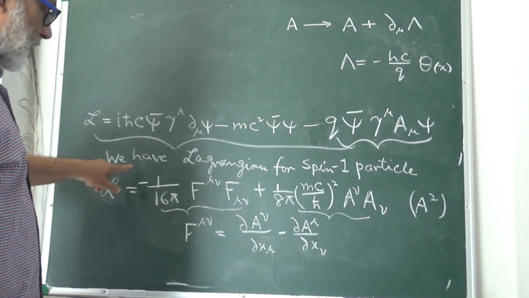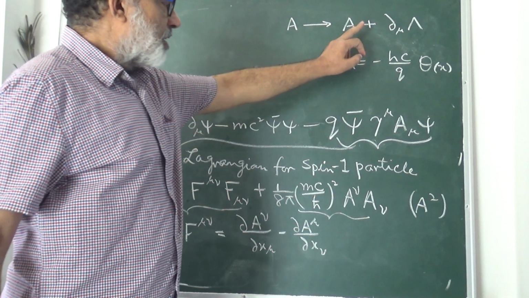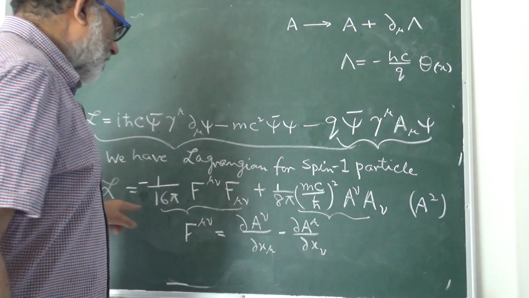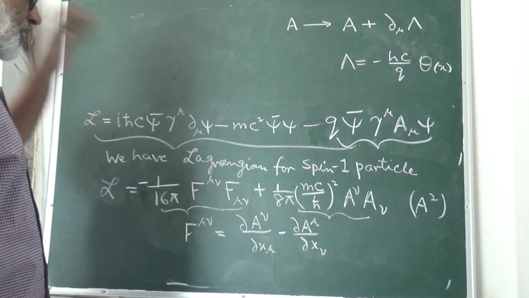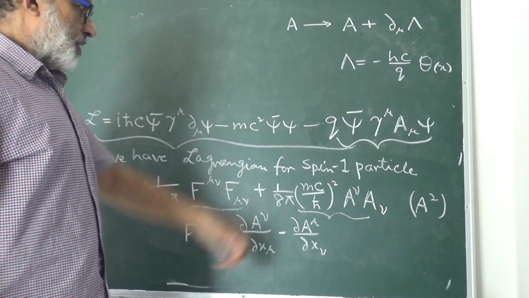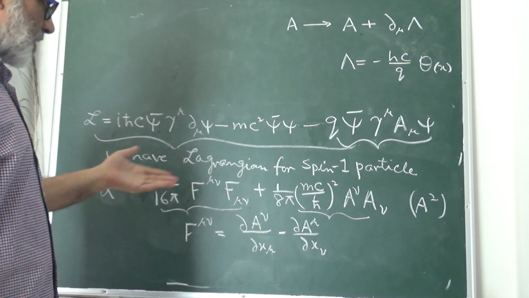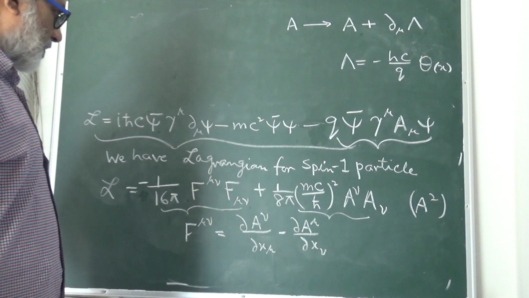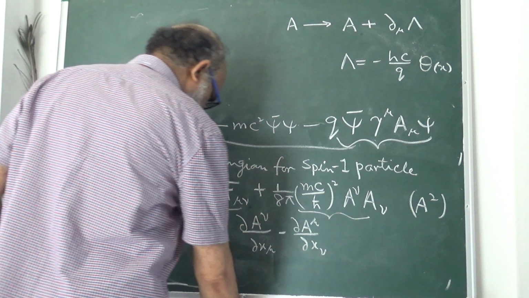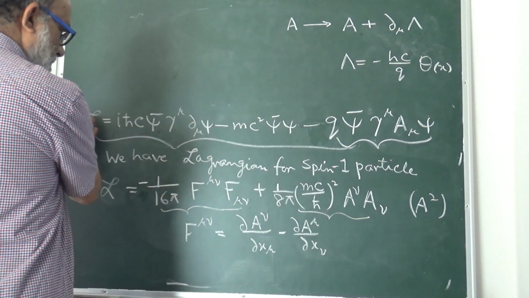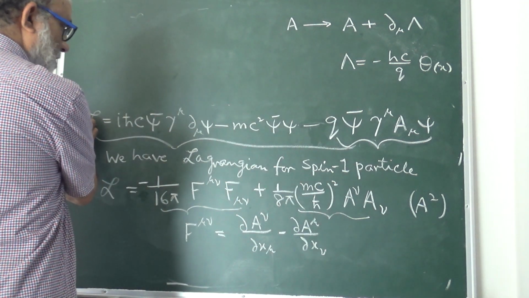So we will try that transformation here also for the spin 1 particle Lagrangian, and see whether this transformation leaves the Lagrangian invariant or not.